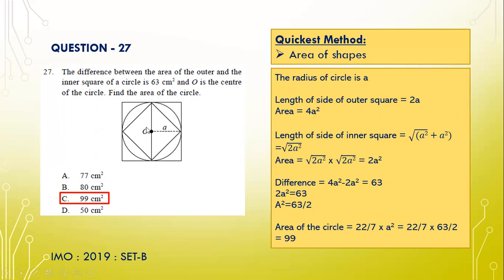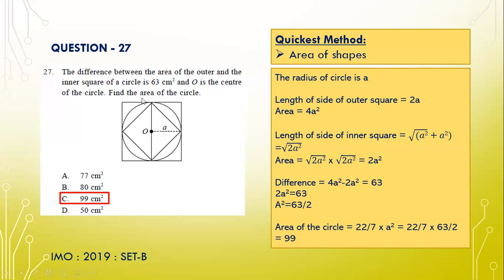Length of the side of the inner square. So how much will this length be? It is the hypotenuse of a right angle triangle where one side is a. So a square plus a square will be hypotenuse square, isn't it? So hypotenuse will be square root of a square plus a square, which is square root of 2a square. So if the length is square root of 2a square, what will be the area? Length into length: square root of 2a square into square root of 2a square, the square root will get cancelled. It is 2a square.